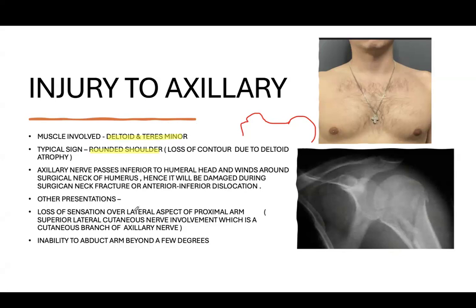Okay. You're also going to have loss of sensation over the lateral aspect of the proximal arm. Again, this is the lateral aspect of the proximal arm, not of the forearm, which is what was the case for the median nerve.